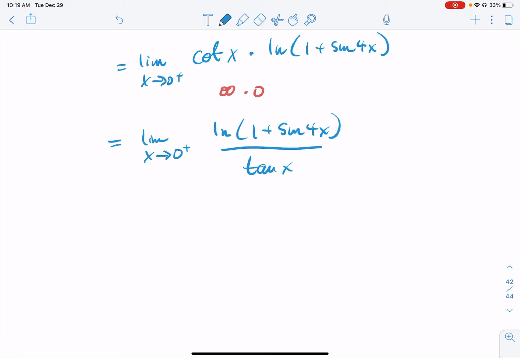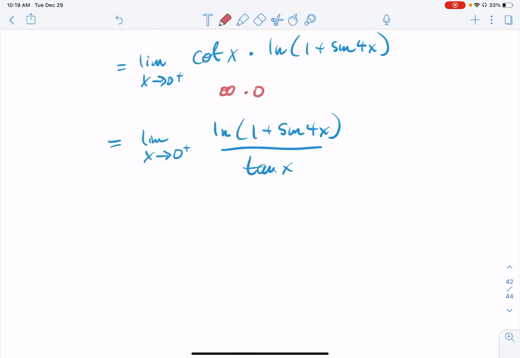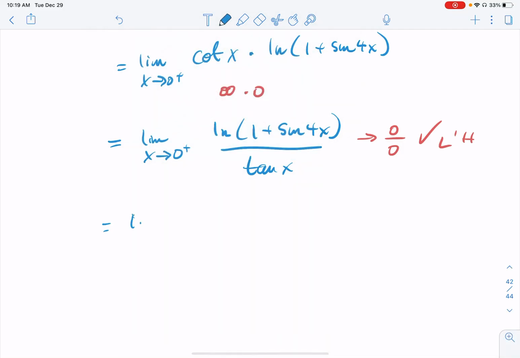And now let's plug 0 in again. Let's verify we do, in fact, get an indeterminate form. The sine of 4x is 0, plus 1, natural log of 1 is equal to 0. So I've got a 0 on the top, and the tangent of 0 is equal to 0. Yay, finally, it's L'Hopitalable.